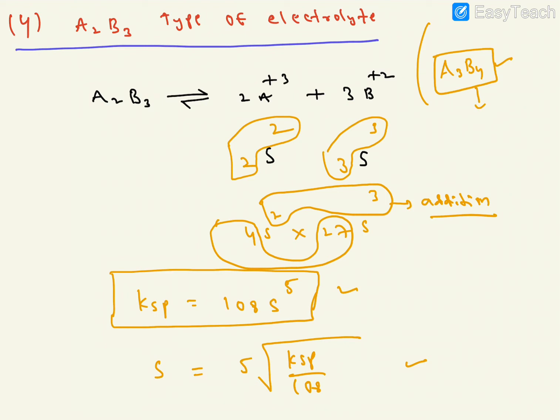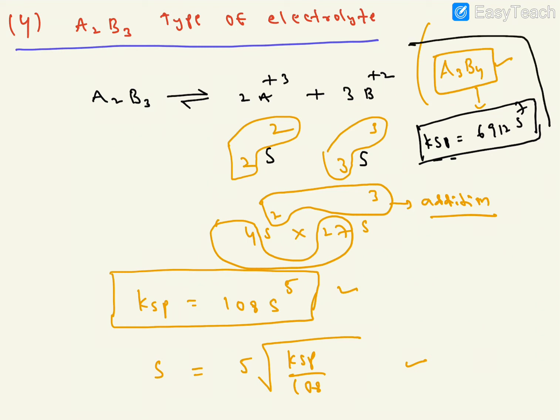So what is the answer we'll get here? I think KSP is equal to 6912 S to the power 7 we will get, right? So this is the answer. Just try it and check it yourself. Try this question yourself: you can find the solubility product of this one. I hope it is clear till now, right?